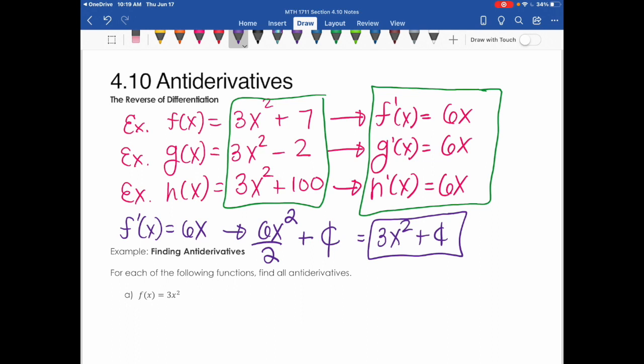Now this is considered the antiderivative, and now we have a family of functions. I have 3x squared plus some constant. So there is an infinite number of functions that would represent that derivative, right? I could plug in any constant there, and when I take the derivative, I get 6x. So when you're taking antiderivatives, you have to take into consideration that there was a constant and you have to add in that plus c.